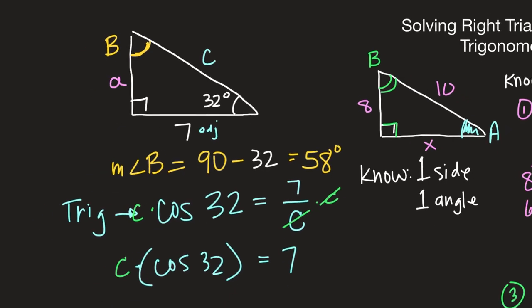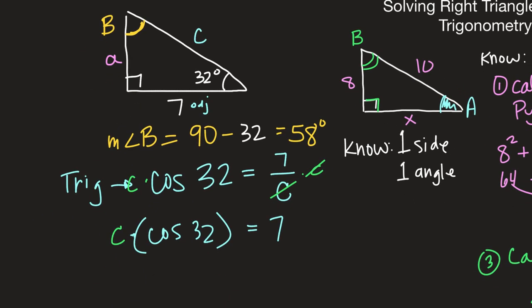So what's my second step in solving for C? Dividing both sides by cosine 32. And we will find that anytime our variable is in the denominator of our ratio, we're going to end up dividing in our calculator. If it's in your denominator, we divide. So there's the length of my hypotenuse. Anytime your variable is in your denominator, we're going to end up dividing in your calculator.